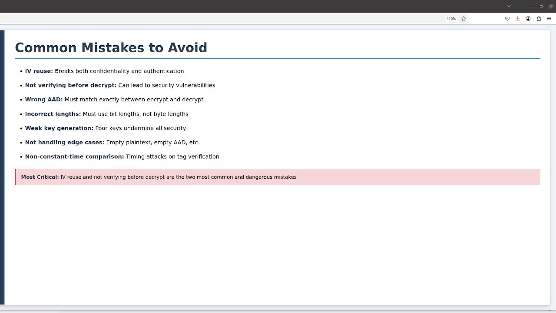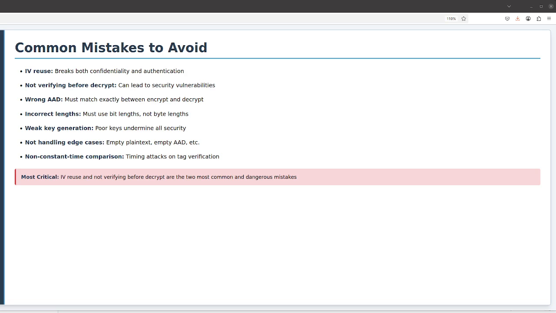Mistake number 2 is not verifying authentication before decrypting. Some implementations decrypt first and check the tag later, or worse, they output plaintext before verification completes. This can lead to serious vulnerabilities like padding oracle attacks in authenticated encryption contexts. Always verify the tag first, and only decrypt and output plaintext if verification succeeds.